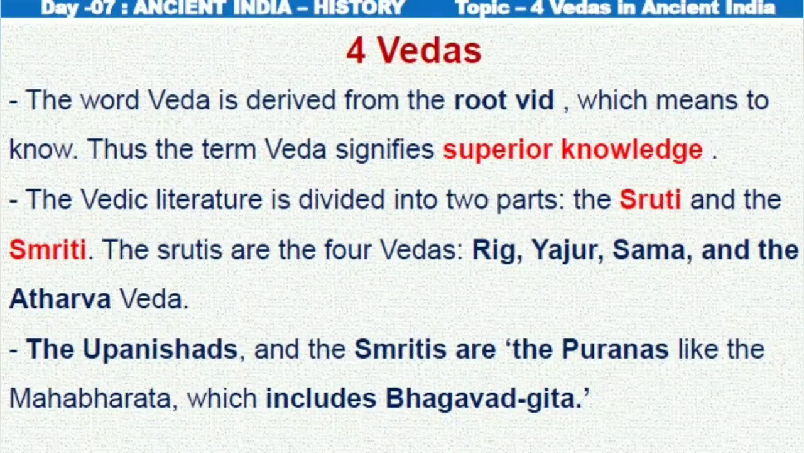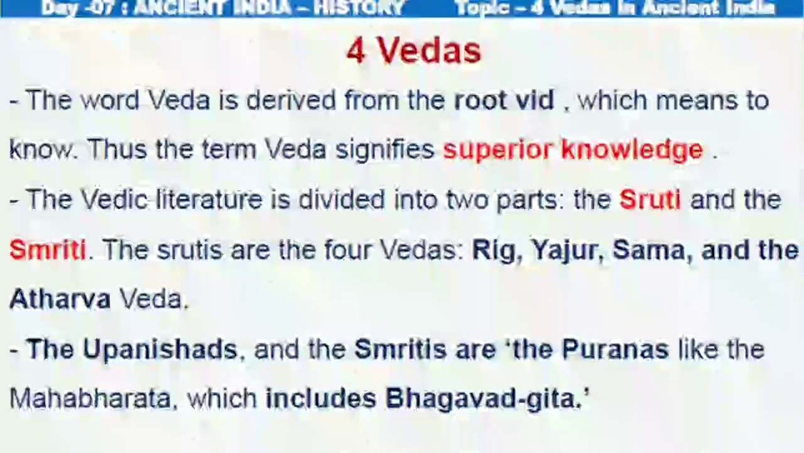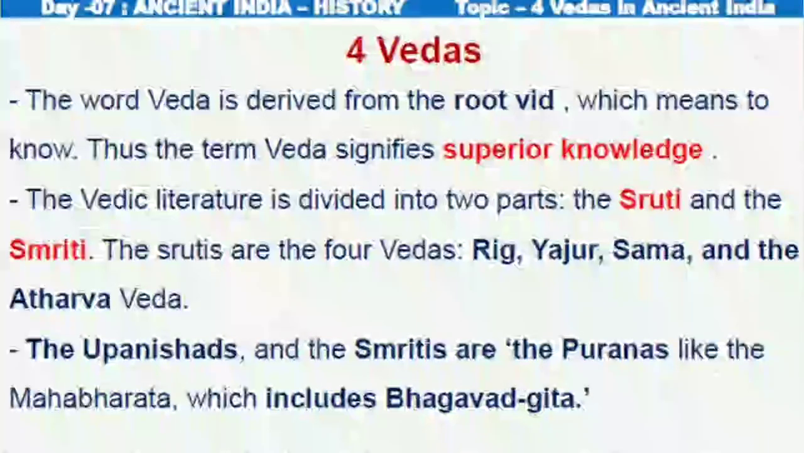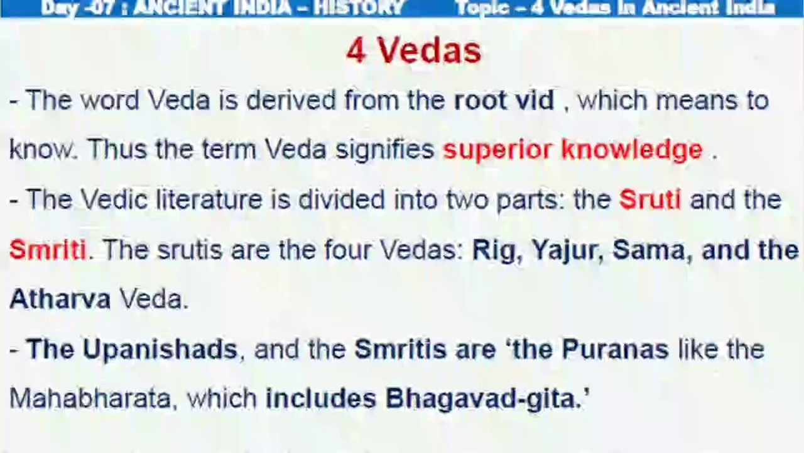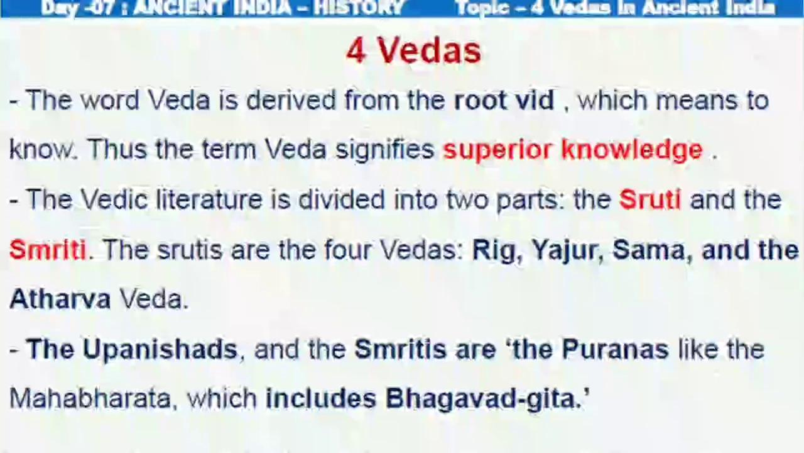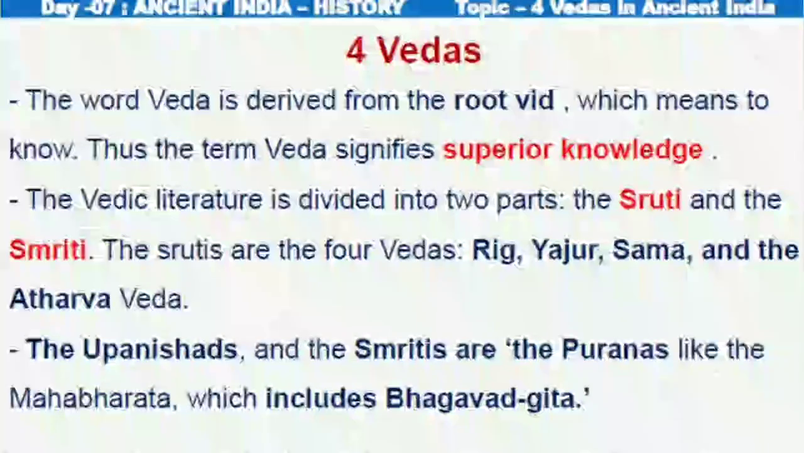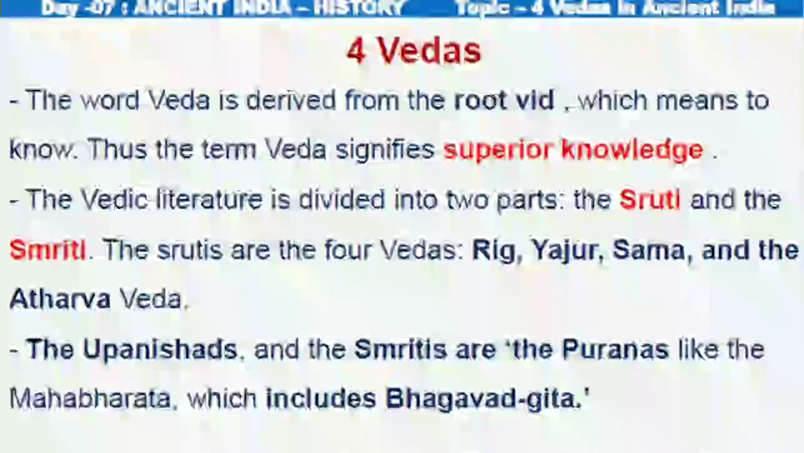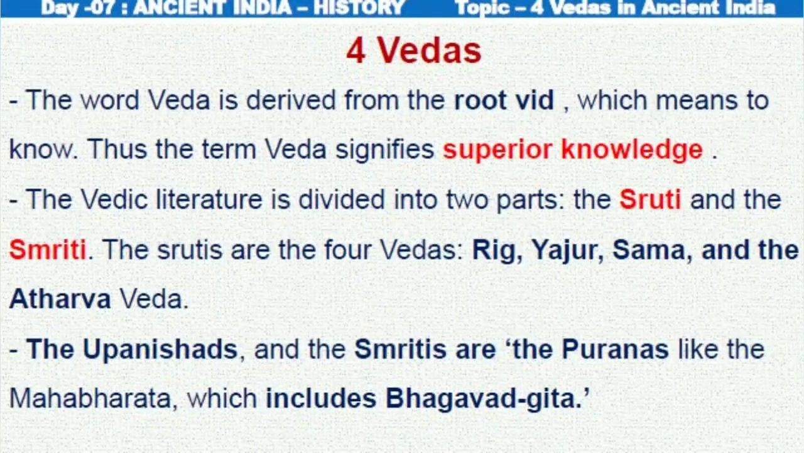Then, the Vedic literature is divided into two parts, that is, the Shruti and the Smriti. The Shrutis are the 4 Vedas, as we know, that is Rig, Yajur, Sama, and Atharva. Why am I saying Rig, Yajur, Sama and Atharva instead of Rig, Sama, Yajur and Atharva? Because it is the chronology of the development. Yajur Veda comes before Sam Veda, but the popular order is Rig, Sam, Yajur and Atharva. So you can remember it like RYSA, Riza.